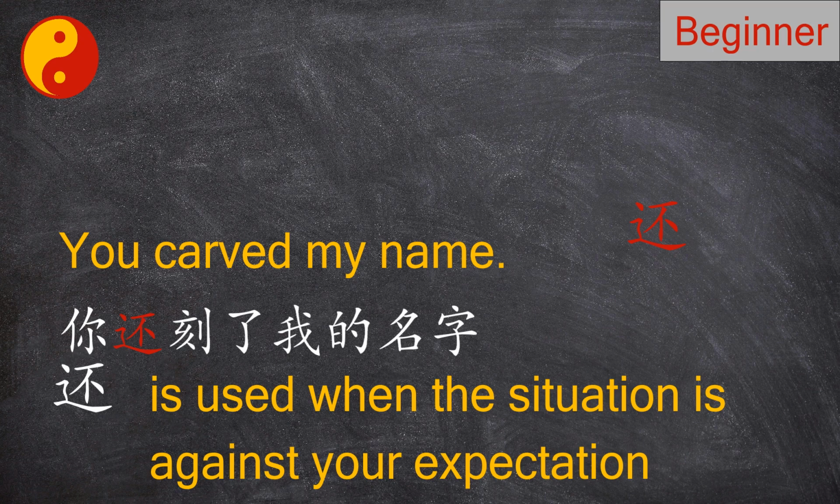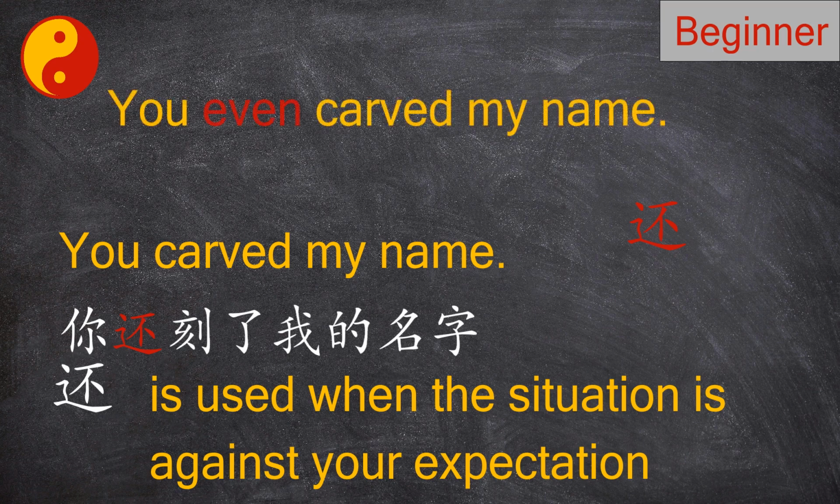In this video, the man receives a gift from his girlfriend. He sees that the gift is a pen. He didn't expect that his name is written on it. But when he takes a look, he sees that his name is engraved on it. He didn't expect this. So he said, you even carved my name. As you can see, in this context, we can translate 还 as even.